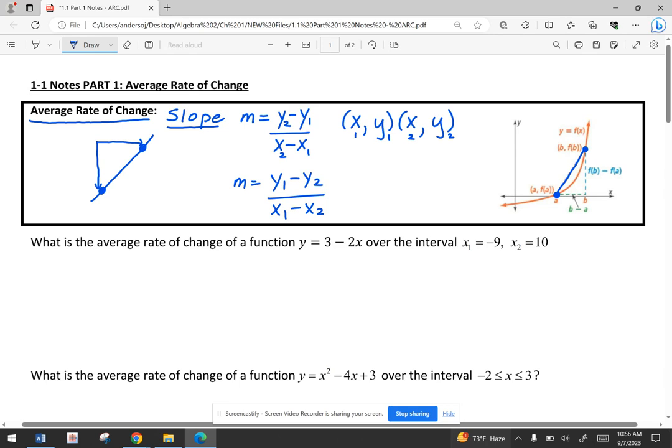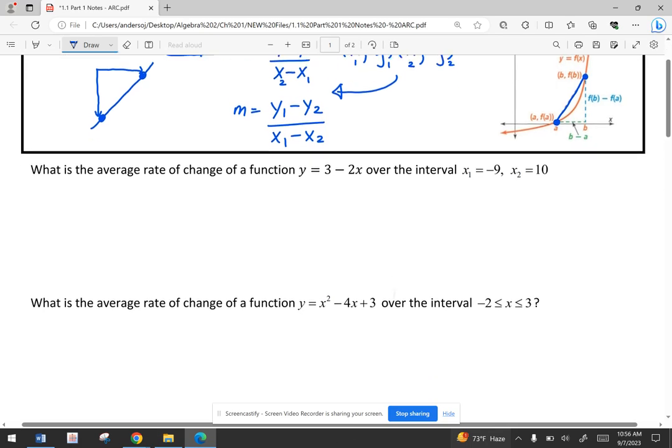Oftentimes, though, with the average rate of change, you're not always given 2 points. And so what we have to do is use the given information in order to create two ordered pairs so that we can go back and find the slope or the average rate of change. So let's look at a variety of different examples in which you're going to find the average rate of change. And what I want you to do is just take notes with me. If we need to pause, we can pause and you can work through the example and then come back to the video and check your work.